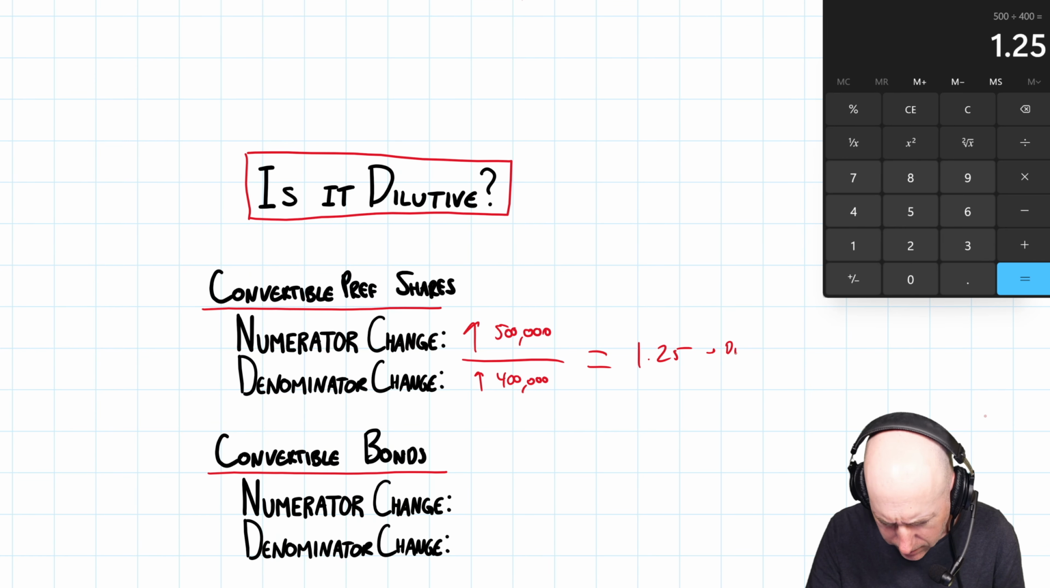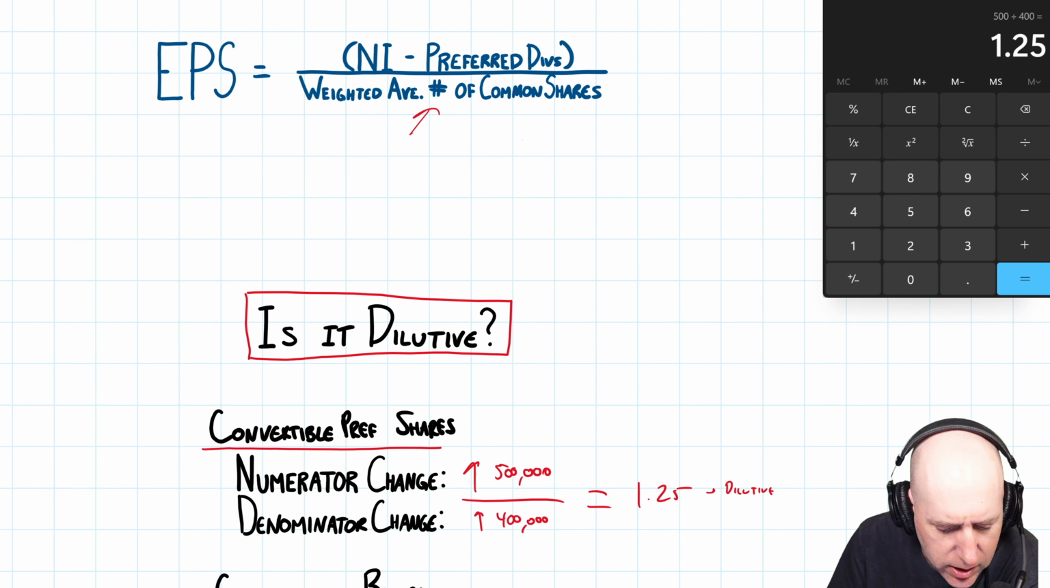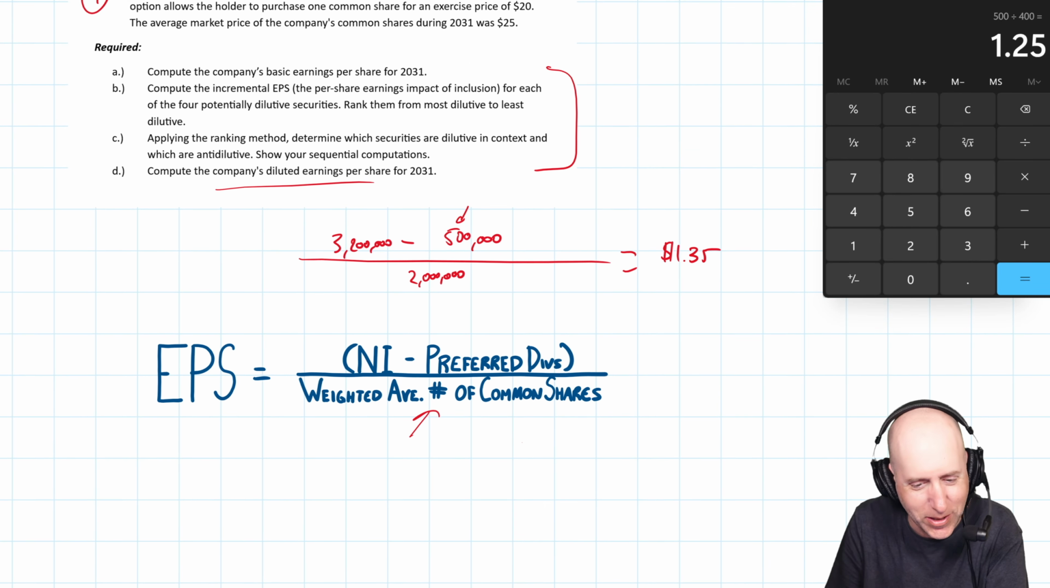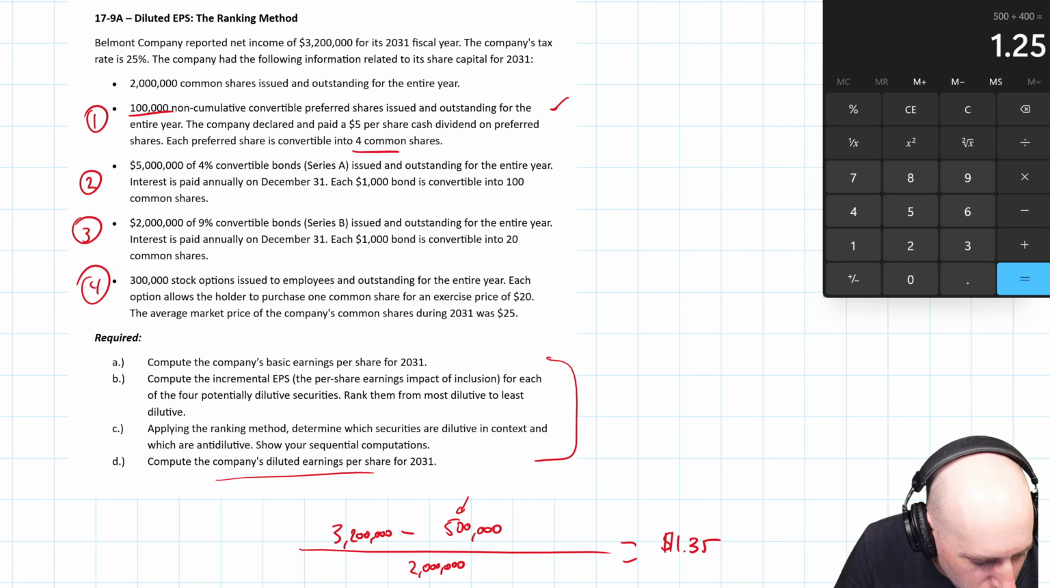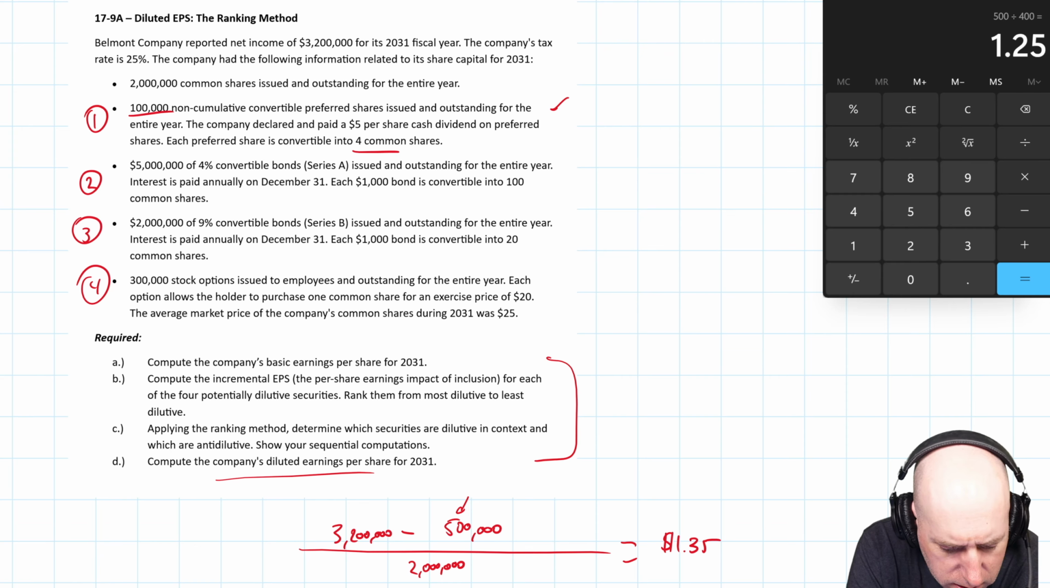It's 1.25. It looks dilutive to me. Let's continue. Now, there may be a little asterisk beside that. We will see how things go. Next up, $5 million of 4% convertible bonds issued and outstanding. Each $1,000 bond is convertible into 100 shares.